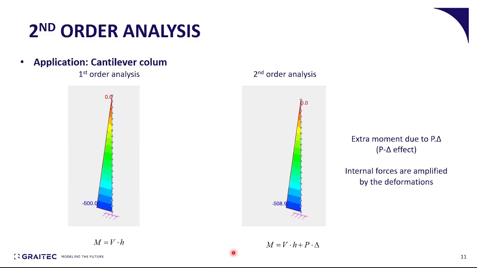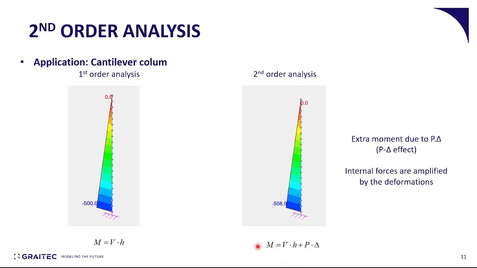Let's see now an application of a cantilever column using the advanced design, first order and second order analysis. In this case, we have a cantilever beam, and we see in the first case the bending moment equals 500 when using the first order analysis, whereas when using the second order analysis it is slightly increased.